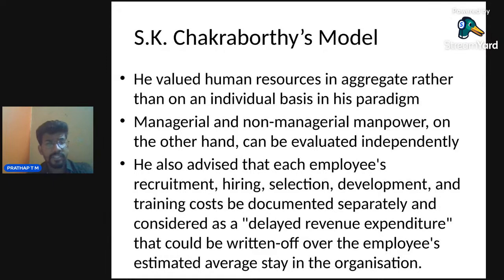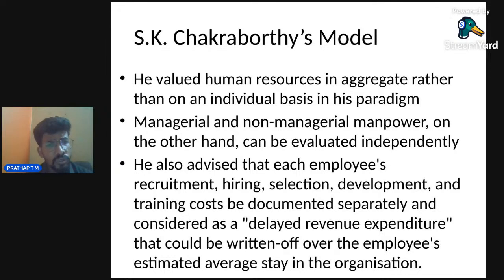While taking a decision, we are not able to determine the non-monetary benefit based on the decisions taken by the managers, right? In such cases, we are not able to determine the value through monetary measurement, so it will not be considered while calculating the human resources. For that reason, the Chakraborty model suggests that the managerial and non-managerial manpower and their decisions have to be considered in your books of accounts.